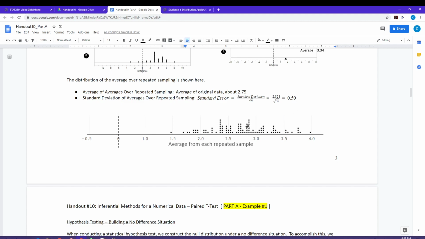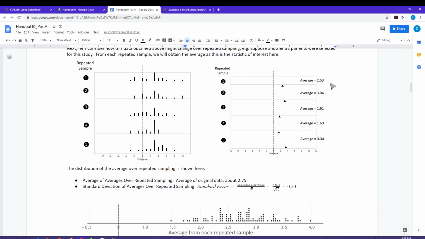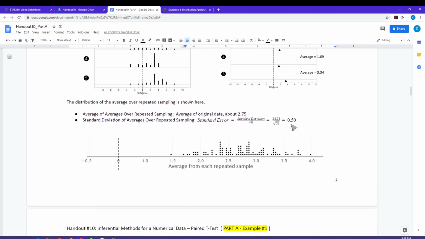So that standard error, which is just the standard deviation in this distribution, which is the distribution of the averages over repeated samples. So how much can I expect them to vary? How much can I expect these averages to vary? Is given by that standard error quantity of 0.50.